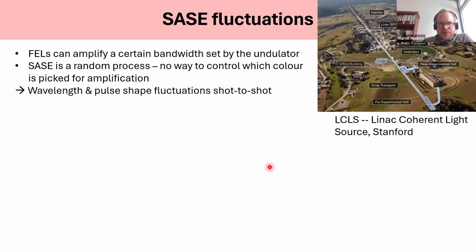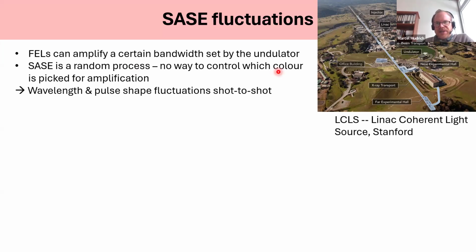Just a brief recap what unseeded, so SASE lasers look like and how they work. SASE means self-amplification of spontaneous emission. So it's the spontaneous, stochastic, undeterministic light emission which triggers the FEL process. And this is a random process, so there's no way to accurately control what the color, so the spectrum of the pulses is, and also when exactly the lasing starts.